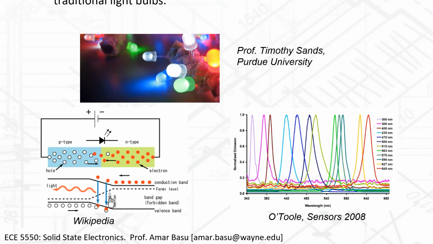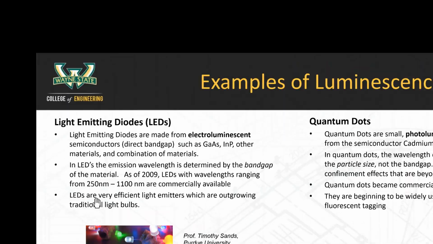What's unique about a diode is that there are some recombination events that happen in the middle, in between the P and the N regions, and those recombination events generate light in a semiconductor, a direct bandgap semiconductor.